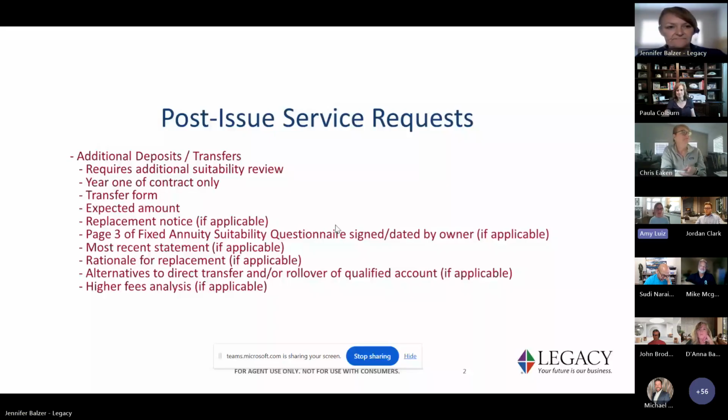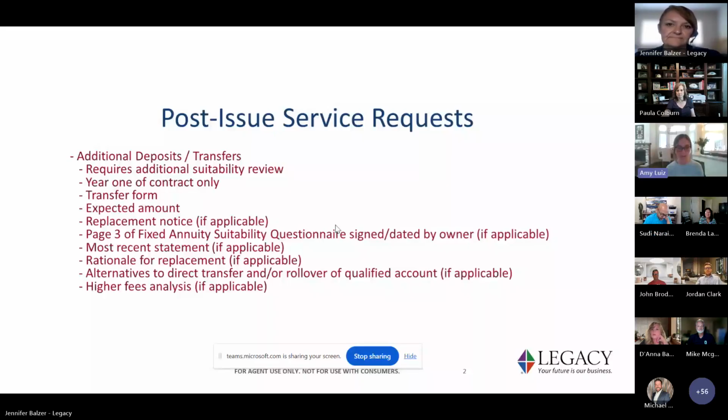So the first thing we're going to talk about post-issue is additional deposits to enforce contracts, which can be cash from the client in the form of a check or a transfer request from an existing account. Any additional deposits that were not in the initial suitability review do require additional suitability review. I want to remind everybody that it is only in year one of the contract. We cannot receive funds after 1 year.